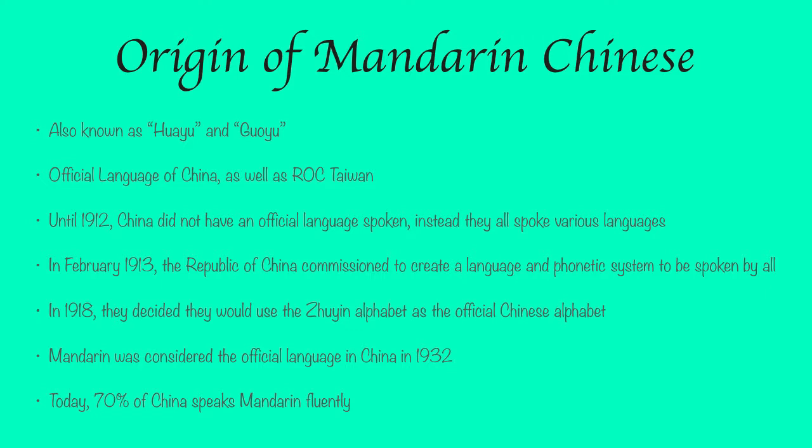The Republic of China decided in 1913 that it was time to propose an official language for China. Although it took years of deliberation, by 1918 they decided they would use the Zhuang alphabet as the official Chinese alphabet. Now there is no alphabet for Chinese. It is made up of various symbols which are called characters. These characters are based off of the Zhuang alphabet. It wasn't until 1932 that Mandarin was officially adopted, and today 70% of China speaks fluent Mandarin.